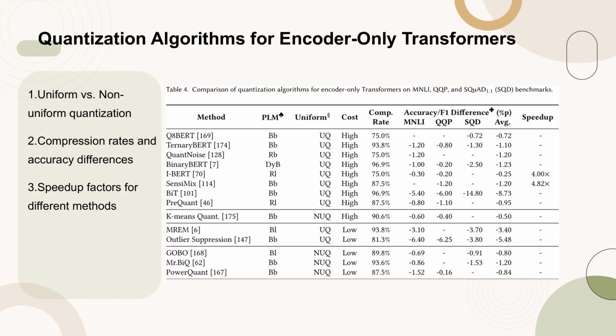Table 4 provides a detailed comparison of various quantization algorithms applied to encoder-only transformers, specifically on the MNLI, QQP, and Squad 1.1 benchmarks. The table categorizes the methods based on the uniformity of quantization, uniform or non-uniform, and the cost associated with the quantization process, high or low. It highlights the compression rates achieved by each method, the differences in accuracy or F1 score compared to the uncompressed model, and the speed-up factors observed. This comparison is crucial for understanding the trade-offs between model size reduction and maintaining performance across different quantization techniques.